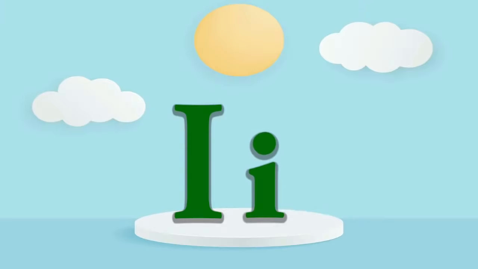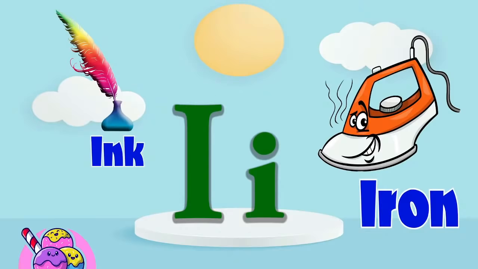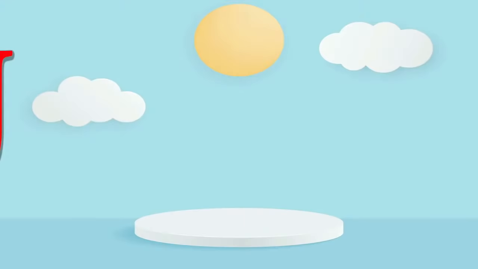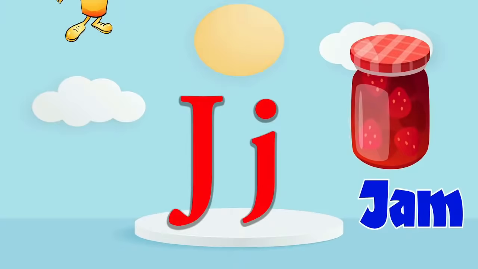I for iron. I for ink. I for ice cream. I for iron, ink and ice cream. J for jam. J for juice. J for jeep. J for jam, juice and jeep.